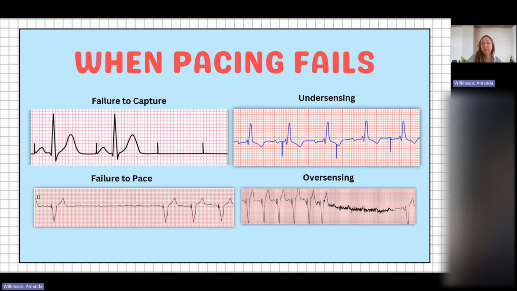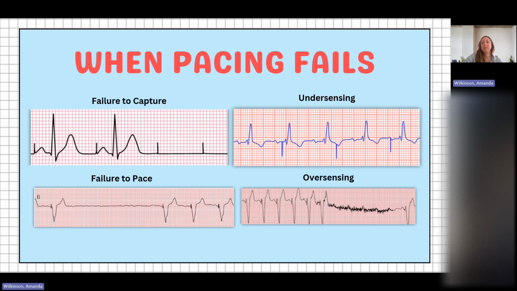You'll see pacer spikes, but they're not followed by a P wave or QRS. So the pacemaker fires, but the heart doesn't respond. Clinically, there's no electrical or mechanical response, and typically you might find no pulse with this one. So this is escalate immediately. This is an emergency, go blue situation.